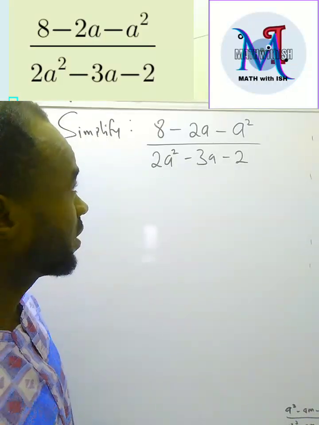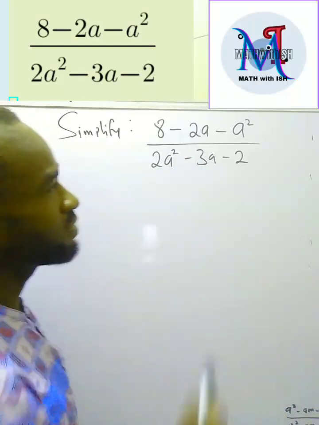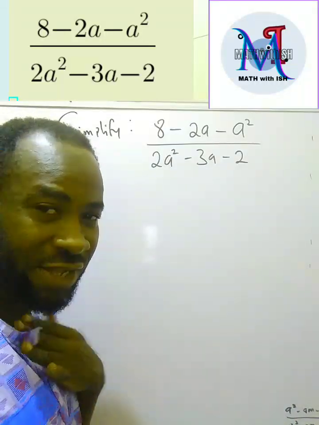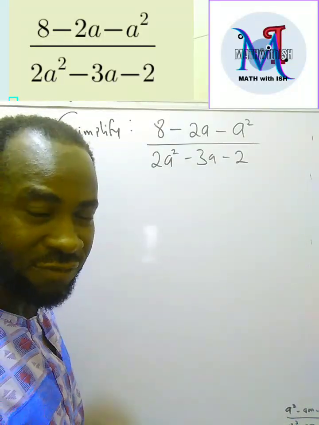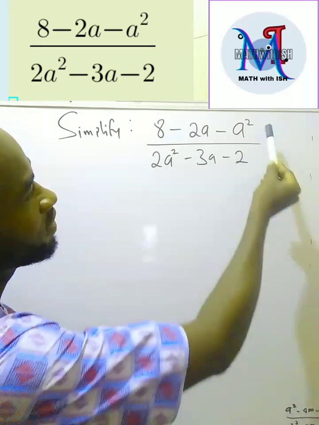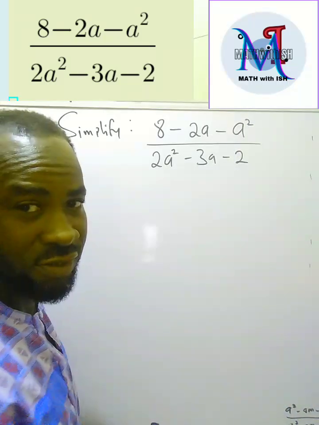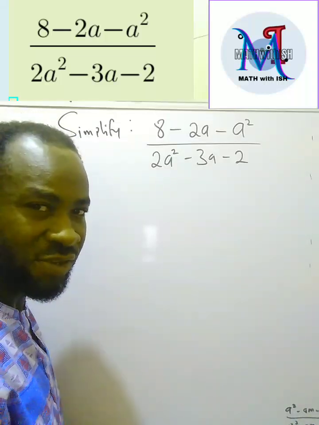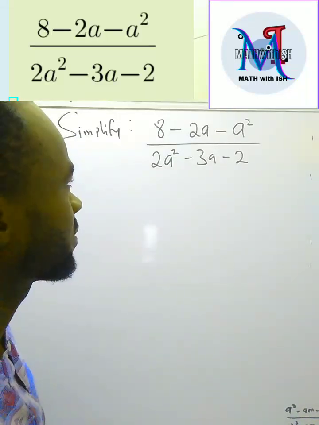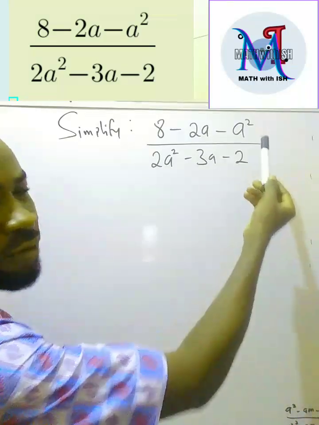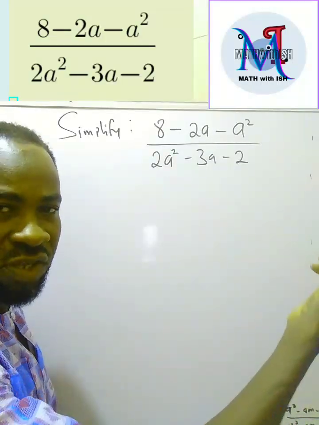Look at this question. We are asked to simplify this. This also falls under algebraic fractions. We can see that we have quadratic expressions both at the numerator and denominator, so let's not waste time in solving this. As usual, we are going to apply our knowledge of factorization of quadratic expressions.